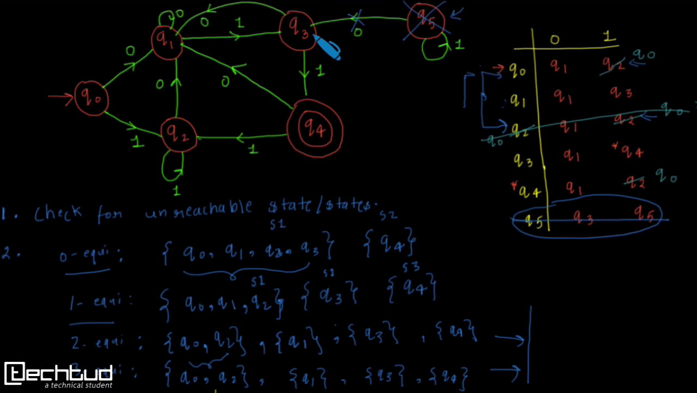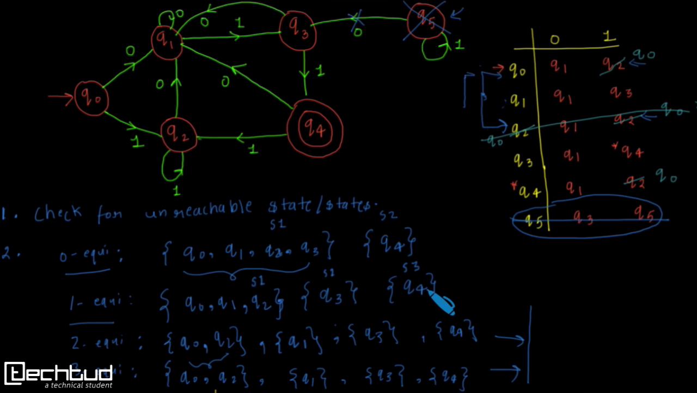Now you can see that Q3 can reach the final state by just applying an input of length 1. If you apply 1 at state Q3, you reach the final state directly. So Q3 is separated from all these 3 states.